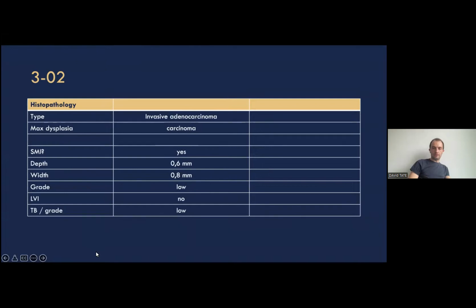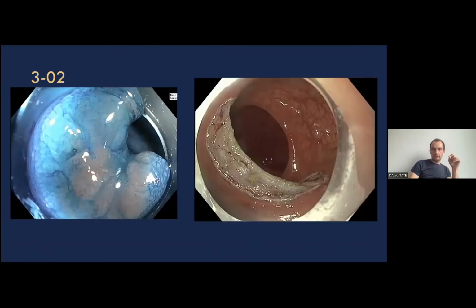I don't really see the next one. And indeed, it was cancer. It was invasive. The depth of invasion was 0.6 millimeters. The width of invasion, 0.8 millimeters. Low-grade tumor with no lymphovascular invasion and no tumor budding. So in fact, we cured this endoscopically, which is actually interesting based upon the prediction. And here you can see the final outcome.